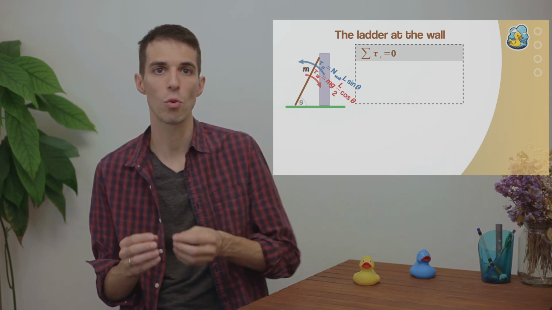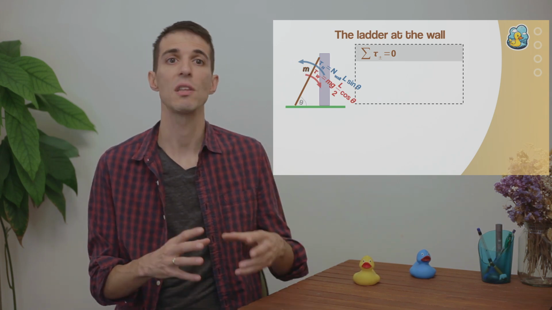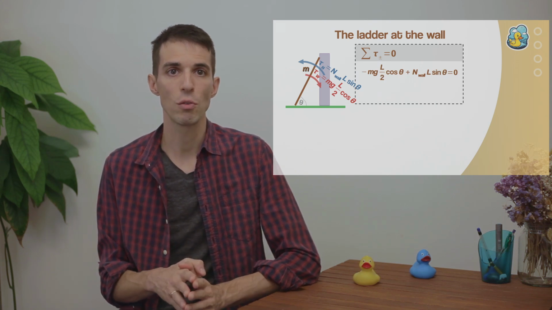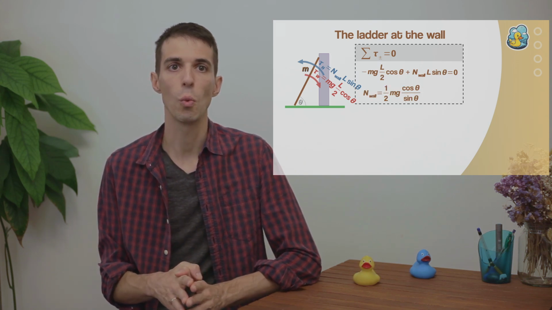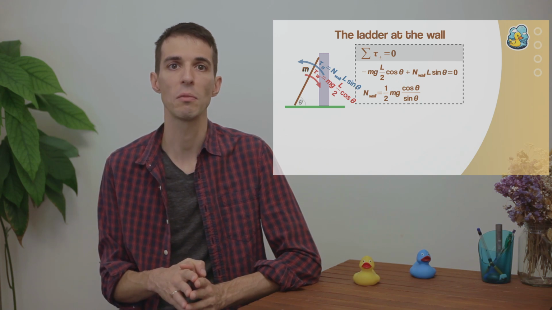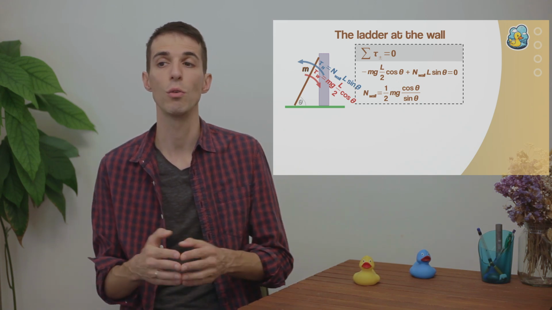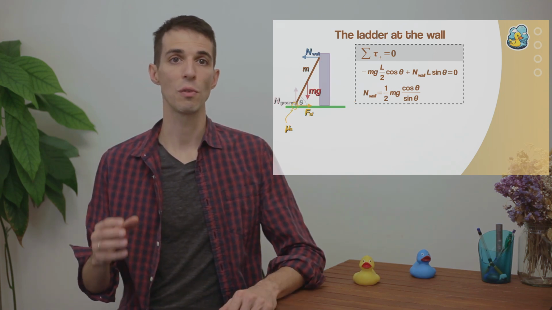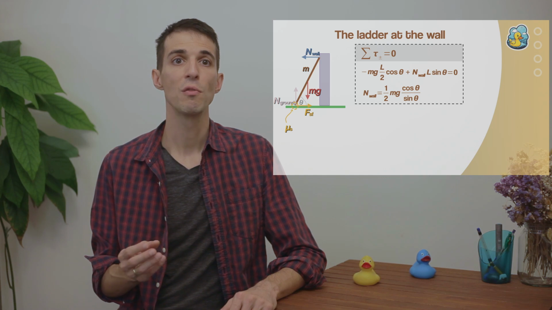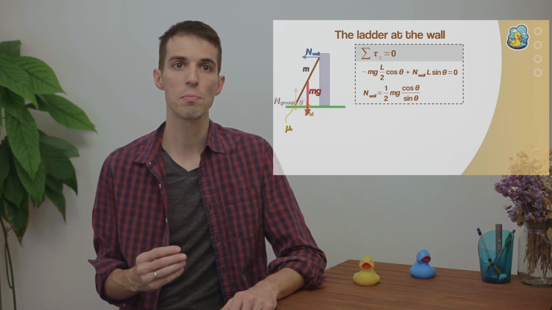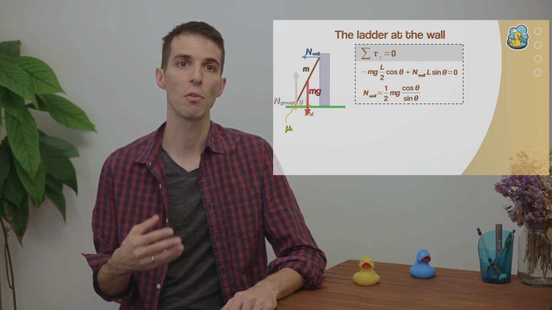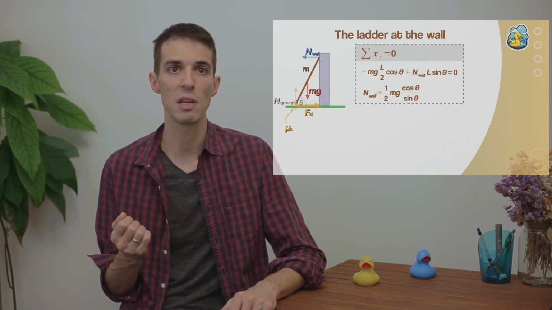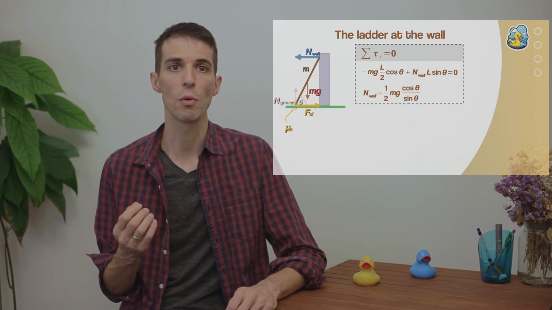We balance these torques. One rotates clockwise and the other counterclockwise, so we take their difference to be 0 to find the normal force from the wall. N wall equals half of m times g times cosine theta over sine theta. Now let's consider the forces acting vertically and horizontally. Vertically, we have the gravitational force pulling down and the normal force from the ground pushing up. Horizontally, we have the frictional force at the base and the normal force from the wall.